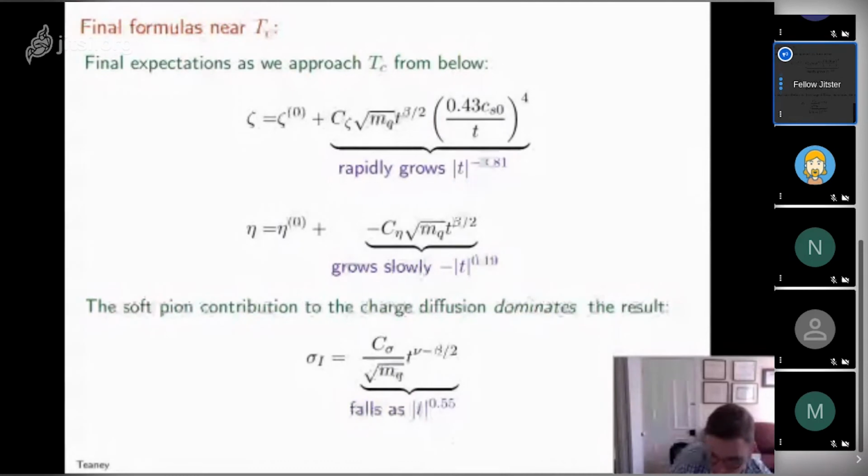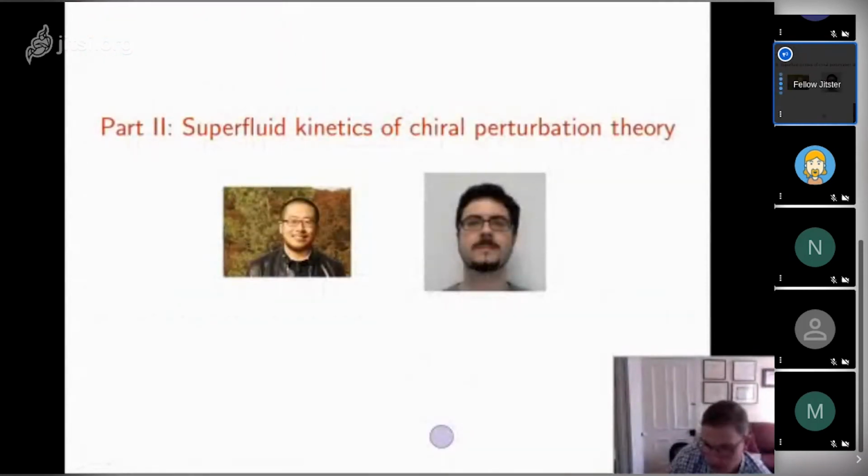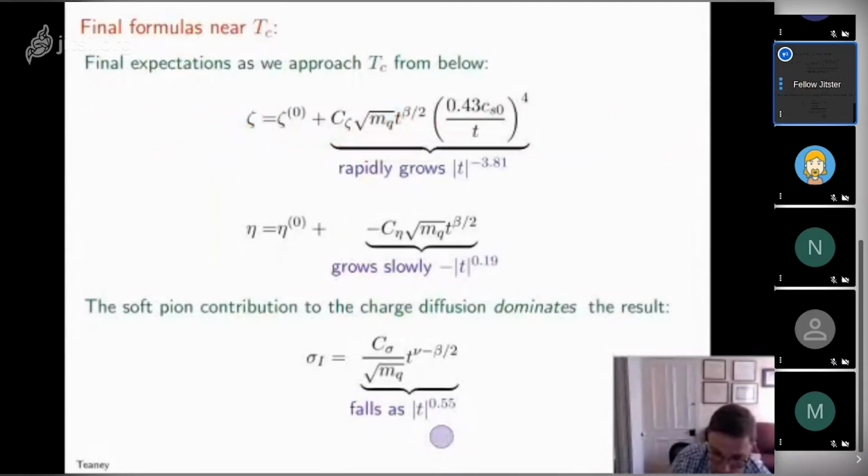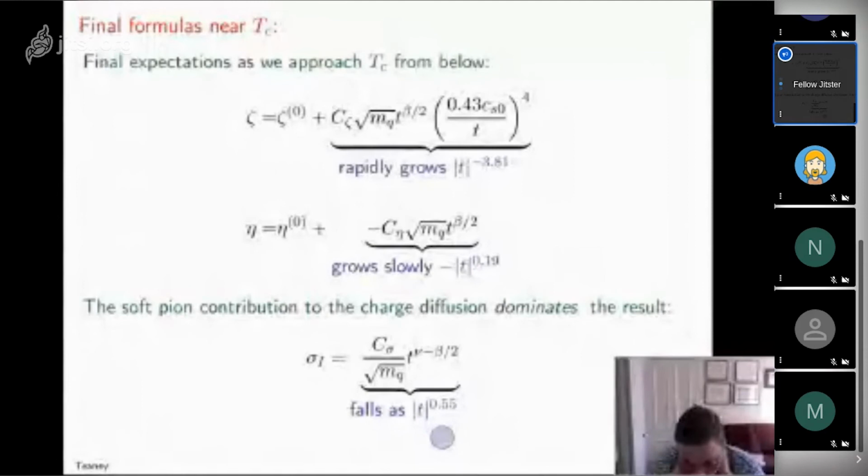So there is a part 2, but I think we're already out of time. But let me just jump to the results. In chiral perturbation theory, you can calculate these parameters, and we did that. You can calculate the form of the axial charge diffusion coefficient and the axial charge damping coefficient. But I'll skip that today.